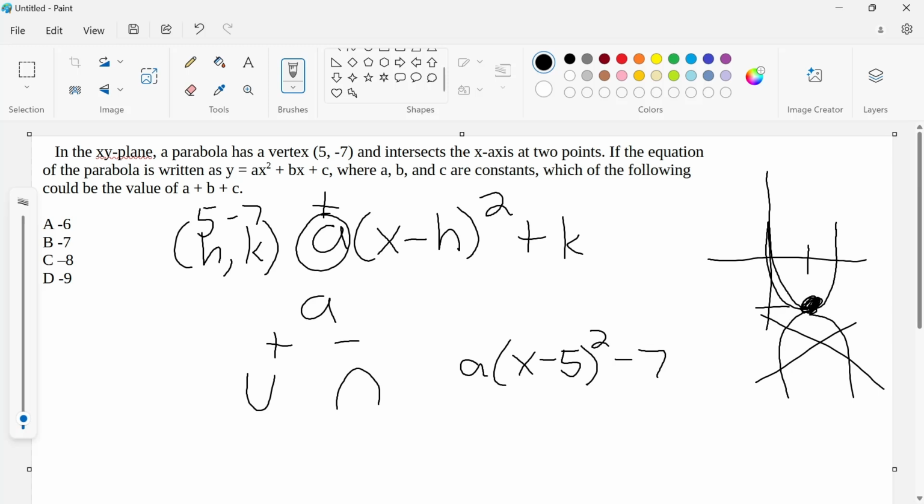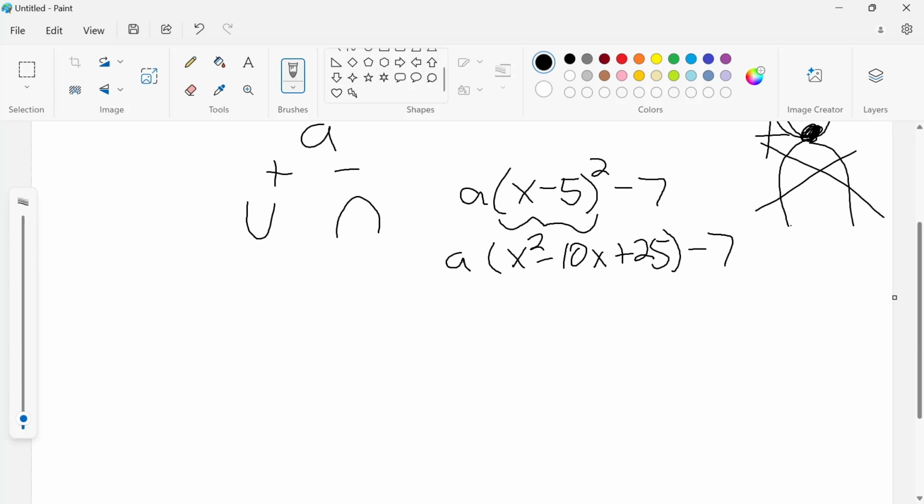I don't think I can still do anything in Desmos, but let me expand this. I'm going to FOIL x minus 5. I get a times (x squared minus 10x plus 25). If you do (x minus 5) times (x minus 5) and FOIL it, that's what you'll get, minus 7. Now I'm going to distribute this: ax squared minus 10ax plus 25a minus 7. That's the equation.